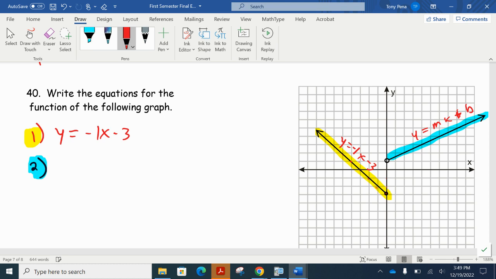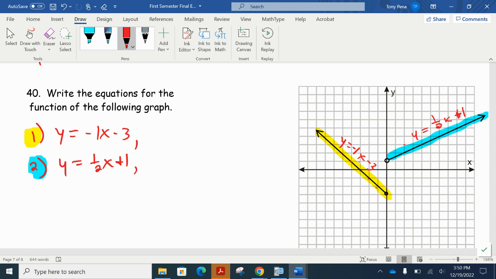All right, second one, the blue one. Same idea. Find your slope first. So I'm going to go up 1, right 2, up 1, right 2, up 1, right 2, up 1, right 2. So this has a slope of up 1, right 2. Our y-intercept, very simple. We go to the y-axis here. We would hit the y-axis at +1. So the b becomes +1. So the second equation is y equals 1/2 x plus 1.